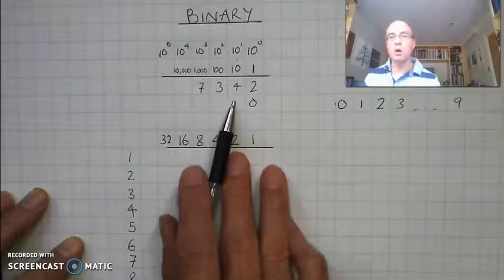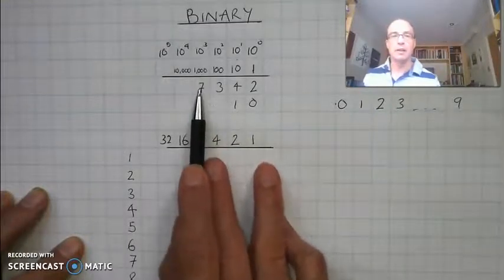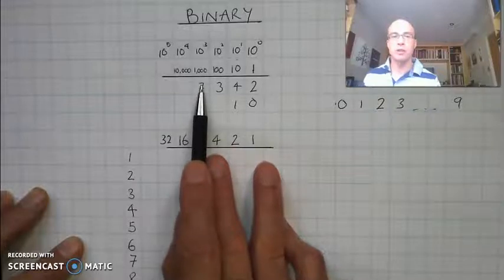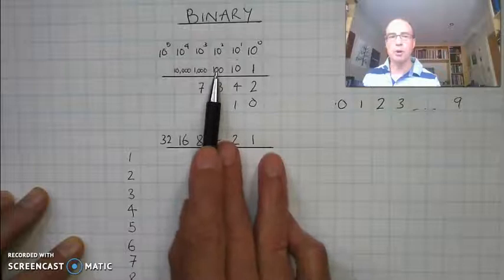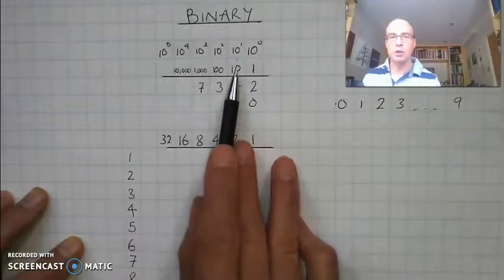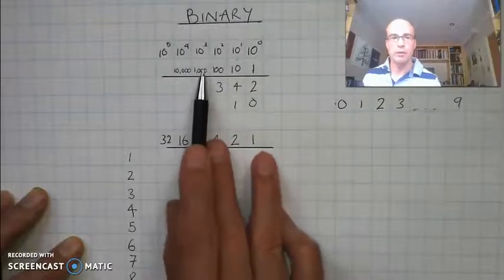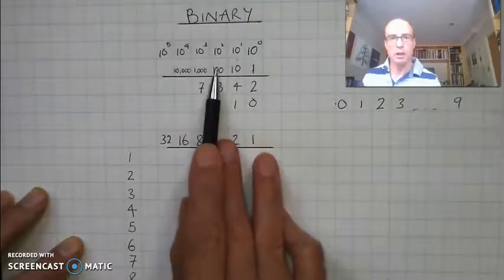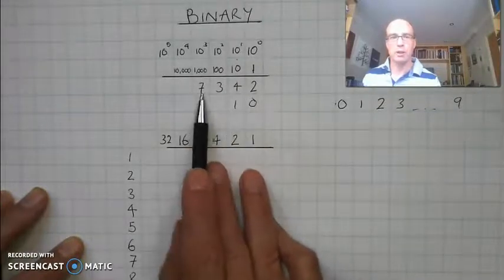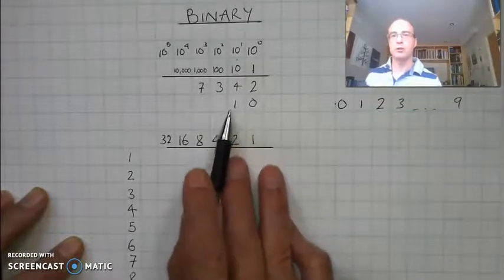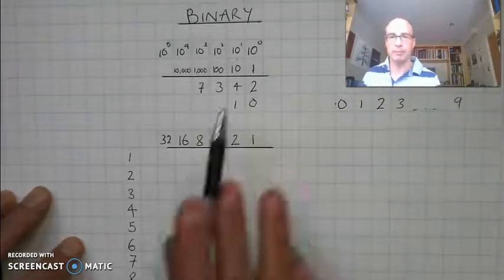And with that, I can work out any number. I know that I've got 7 in that column. That's worth 1,000. So I've got 7 times 1,000. I've got 3 times 100. And I've got 4 lots of 10, and I've got 2 lots of 1. So I've got 7,342. I need to remember my place values, otherwise my number's going to change.